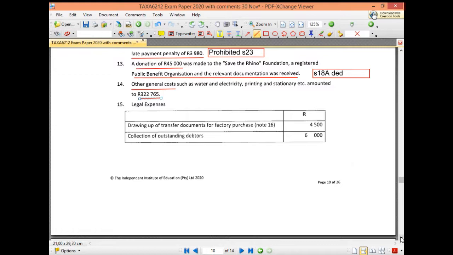So let's quickly see what do they give you. We've got our transfer documents of a factory purchase. So this is relating to the factory we're buying, which is capital in nature. So the factory is capital, so this is also capital in nature. The next one is collection of outstanding debtors. Outstanding debtors is part of our business, so this is revenue in nature. So that means I can deduct the 6,000, but the 4,500 would be capital, so I would have to show it as a 0.